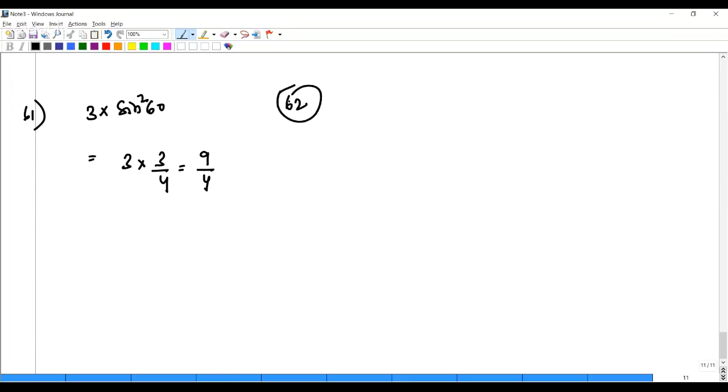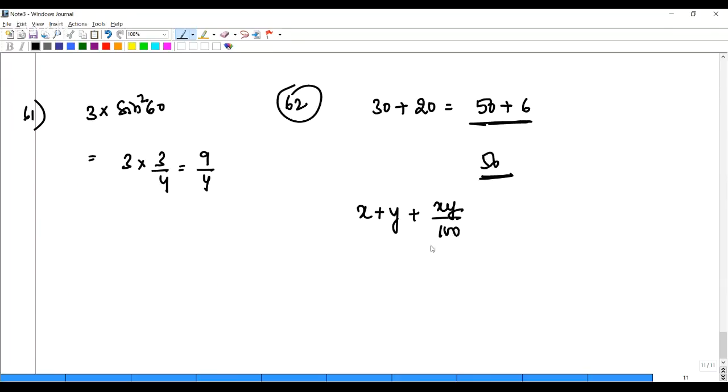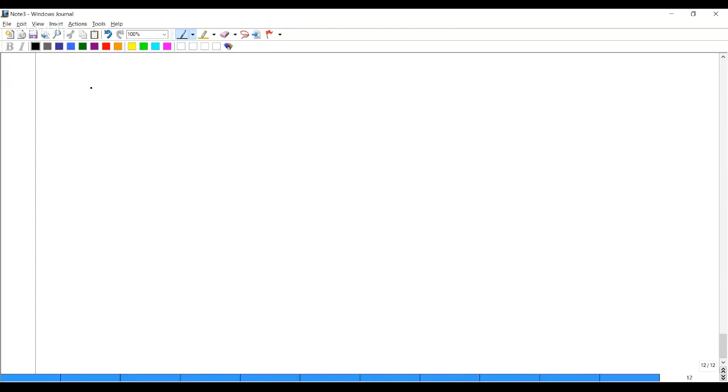62nd, if you look at, if length increases by 30%, breadth increases by 20%, the overall area increases by 56. We know it is x plus y plus xy by 100. 63.